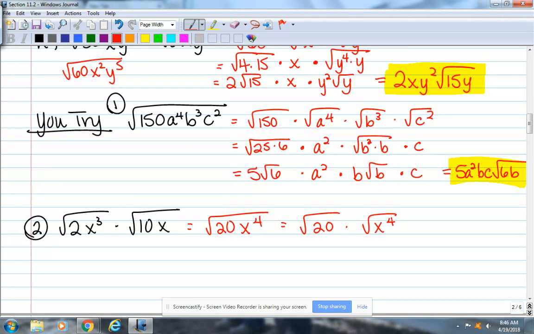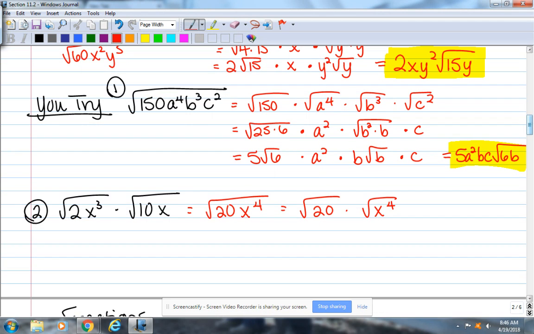What's the largest square that goes into 20? 4. And the square root of 4 is what? So that's 2 radical 5. Is x to the fourth a perfect square? Yeah, what's the square root of x to the fourth then? X squared, drag it down. And then outsides with outsides, insides with insides. What goes on the outside? 2x squared and then radical 5. Raise your hand if you got 2x squared radical 5.